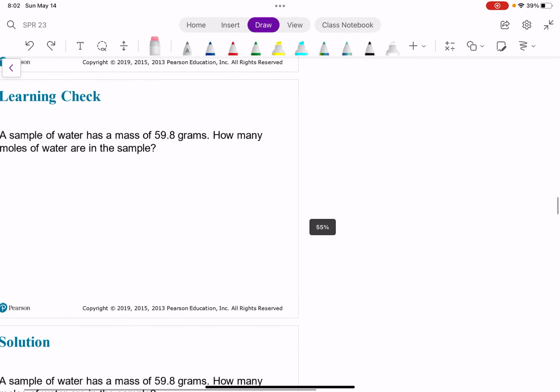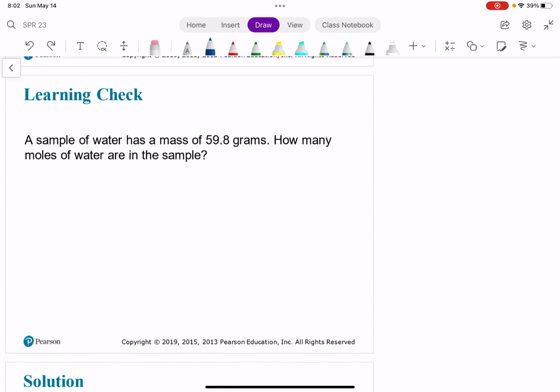All right, let's try this other learning check. So we're starting with 59.8 grams of, looks like water. So that's what we're given. 59.8 grams H2O. And we want to know how many moles of water. So again, we want to get to moles. So goal: question mark, moles H2O.